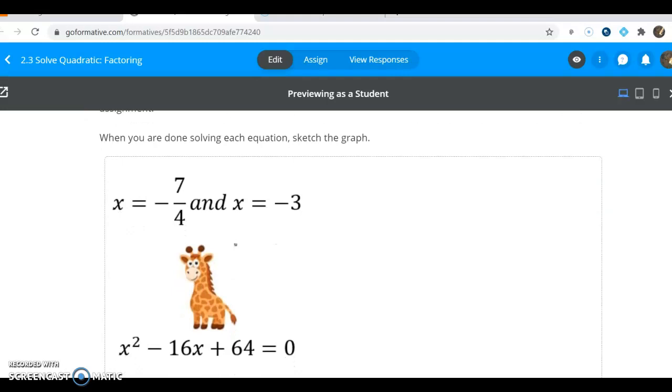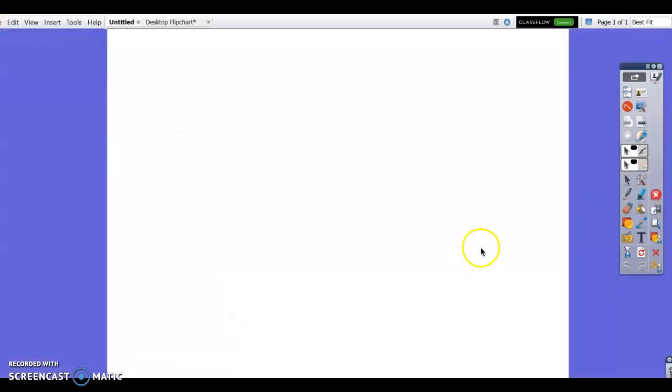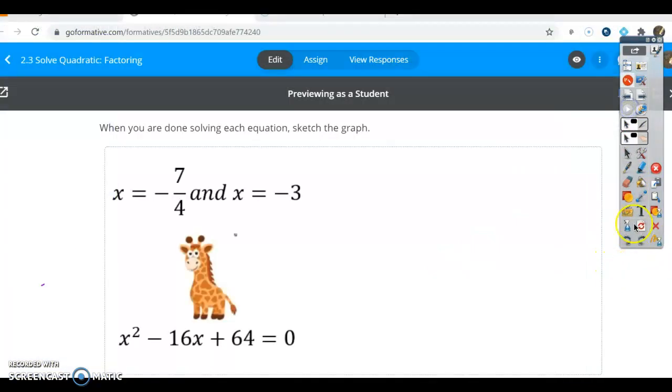So what you're going to do is do all of the work on a separate sheet of paper. I'm going to show the work on the screen, but you're going to do the work in your notebooks. So you're going to take this equation, x squared minus 16x plus 64, and to solve it, we're going to factor.